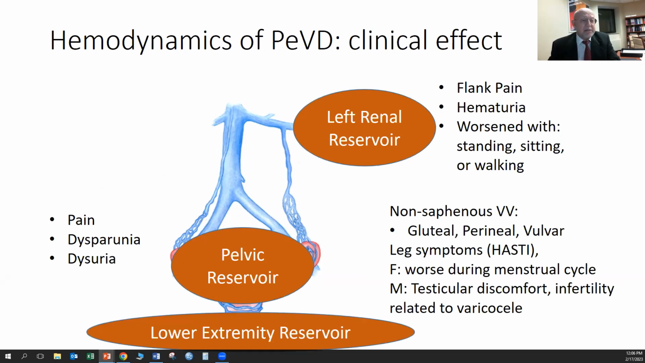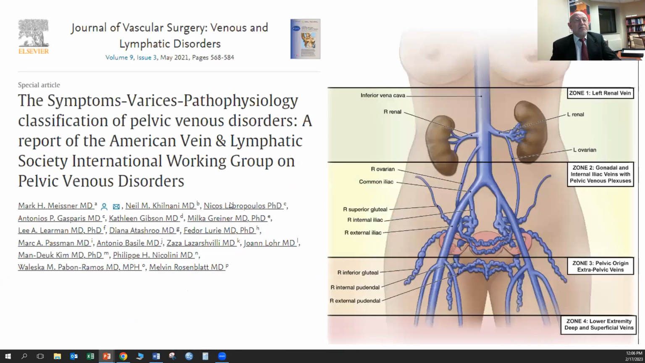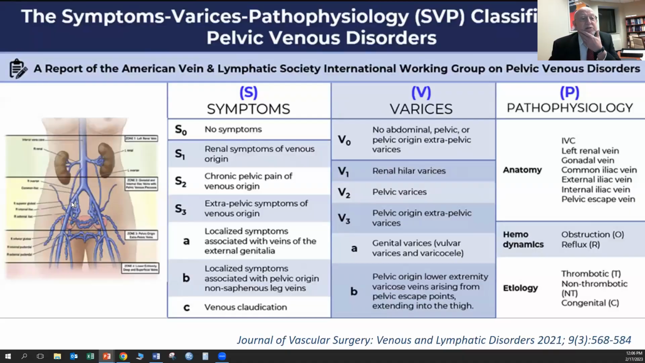The symptoms are the same as other venous disorders, but the location of varices points to connection to pelvic veins. The new SVP classification takes this established knowledge as a basis. It assigns each of the domains to an anatomical zone. So zone 1 corresponds to the left renal vein, zone 2 to gonadal veins, iliac veins, and pelvic venous plexuses, zone 3 to extrapelvic veins connected through the escape point to zone 4, which is assigned to lower extremity veins where CAP classification should be used in addition to SVP classification.